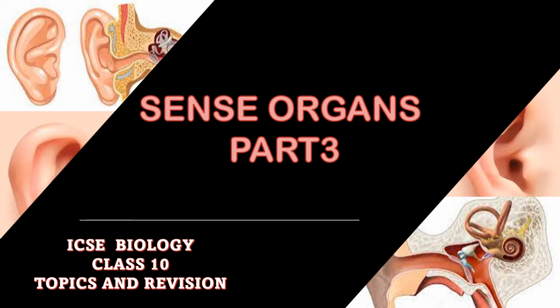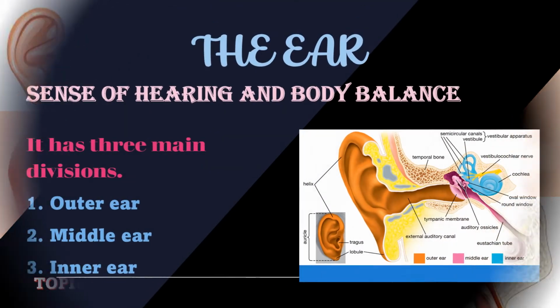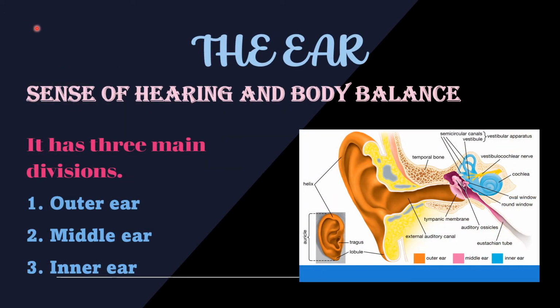Today we are discussing the sense organs, part 3. In the last two videos on the sense organs, we already learned the structure of the eye, some common defects of the eye, etc. Today we are discussing the ear, the structure of the ear and the functions of the ear. What are the main functions of the ear? Sense of hearing and body balance. Yes, first we can discuss the structure of the ear.